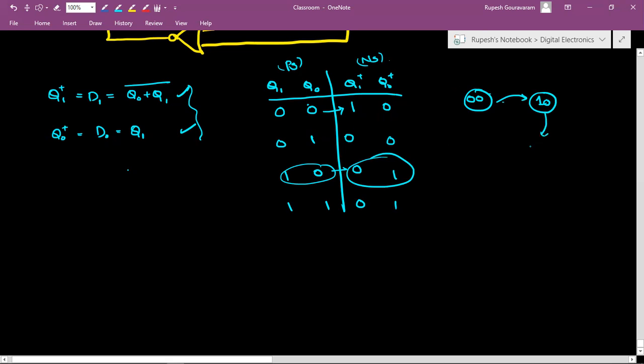So from 1, 0, next state will be 0, 1. So from 0, 1, next state will be 0, 0. That means this is a closed mod 3 counter.